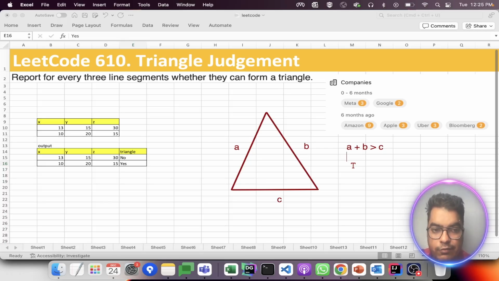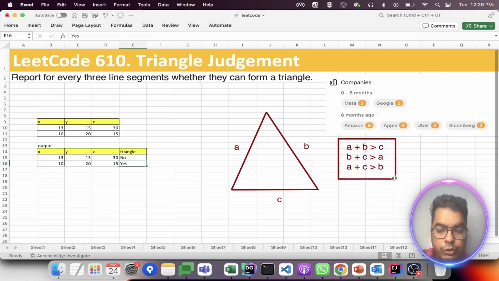Not only this, we need to make sure B plus C is also greater than A, and also A plus C should also be greater than B. If all these three conditions hold true, then I could say that the three sides represent a proper triangle.